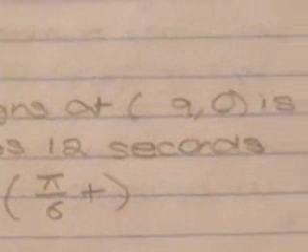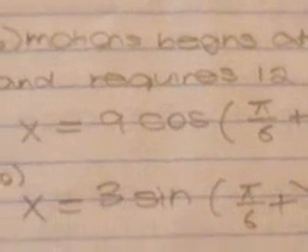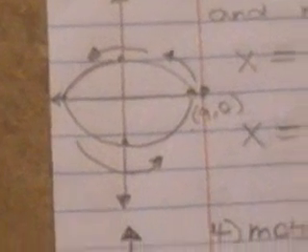Okay, for number 3, the motion begins at (9, 0), is counterclockwise, and requires 12 seconds. So the parametric equation is x equals 9 cosine(pi over 6 t), and y equals 3 sine(pi over 6 t). And the graph will go counterclockwise.